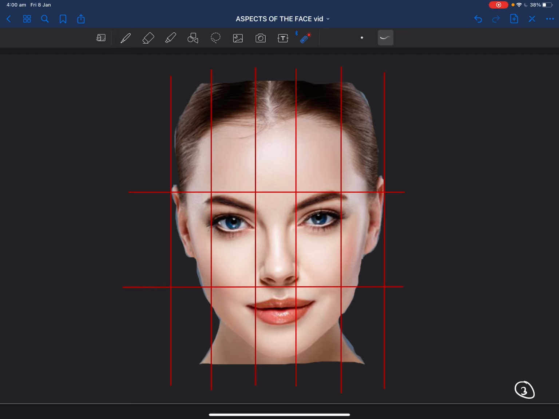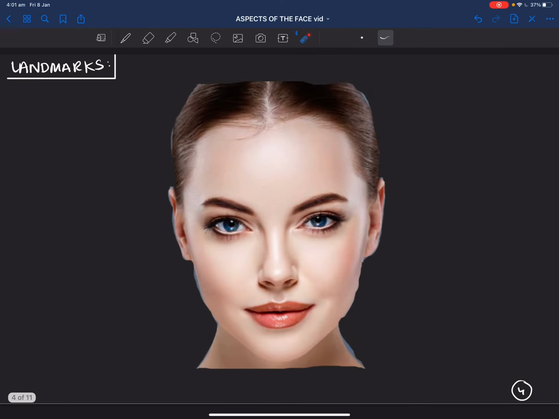If we start with the horizontal thirds, the first third starts at your trichion, which is your hairline, and ends at your glabella. Then we have your glabella to your subnasale, which is below the septum, and then from there to the menton, which is below your chin. We'll come back to this when we learn the names of them, so we can easily identify where the fifths and the thirds should go.